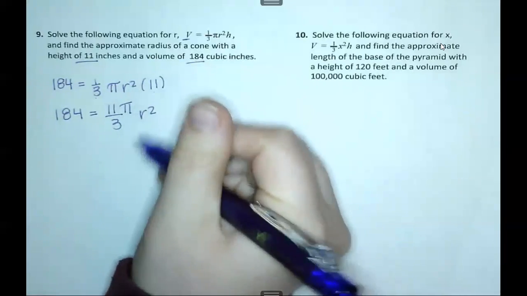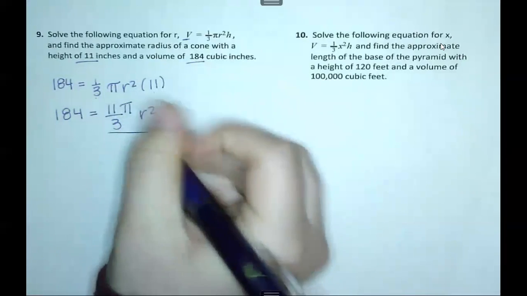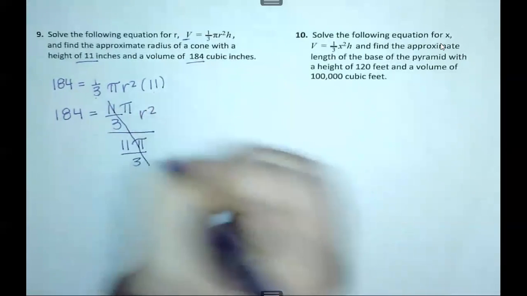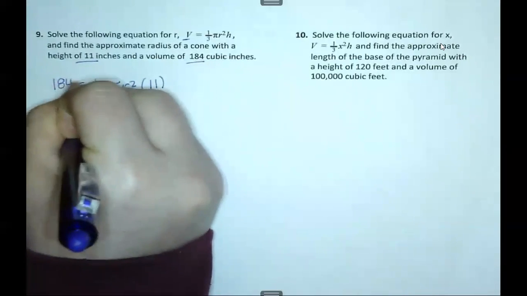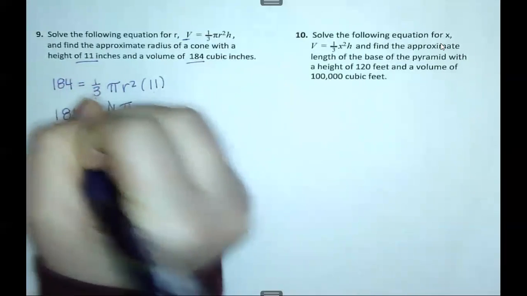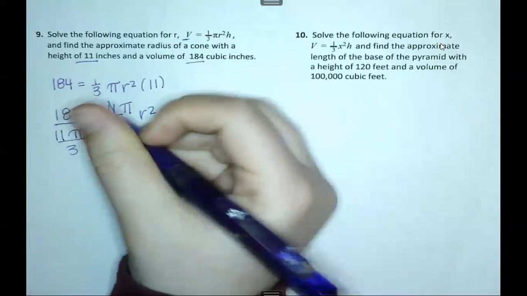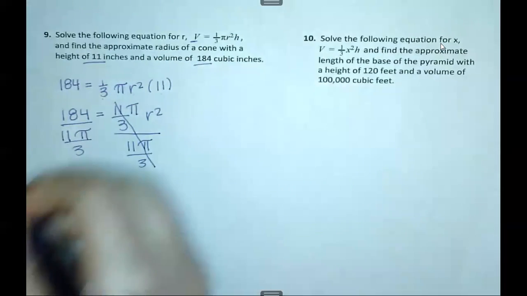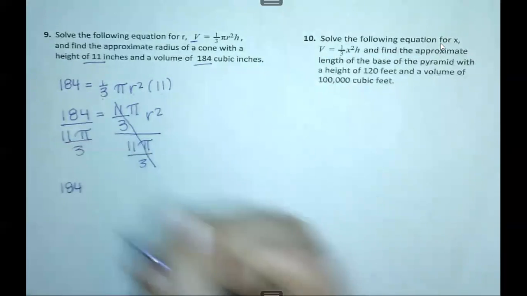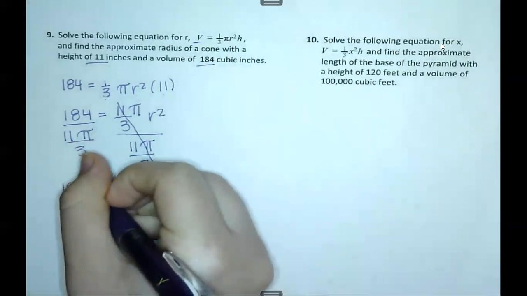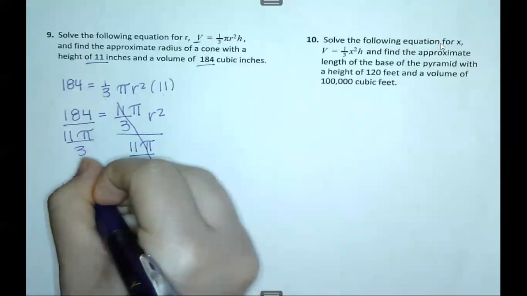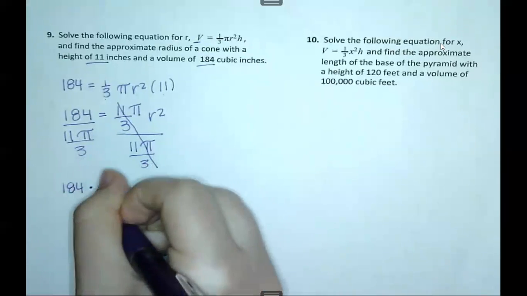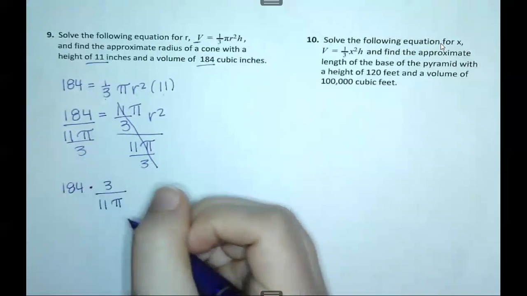All right, so now I'm going to need to get r squared by itself. Right now, 11 pi thirds is being multiplied times r squared. So I'm going to divide by 11 pi thirds to make that go away. But if you do it to one side, got to do it to the other side as well. Now, remember, when you divide by a fraction, we keep, change, flip. So we keep 184. We change from division to multiplication. And then I flip this one over. So 3 over 11 pi.